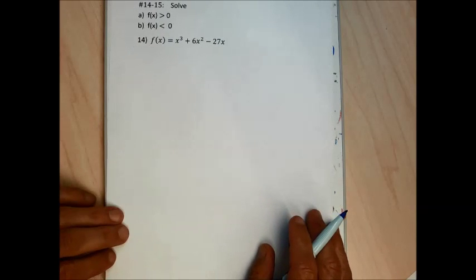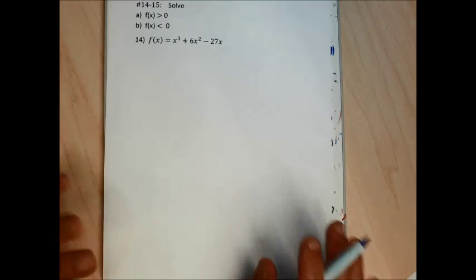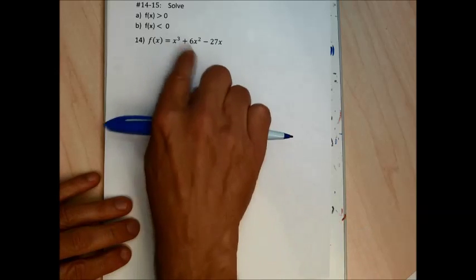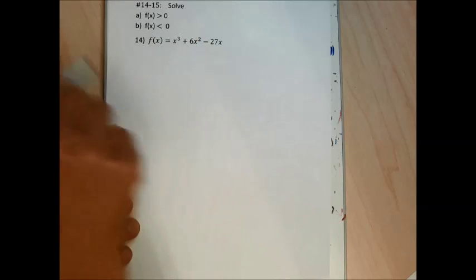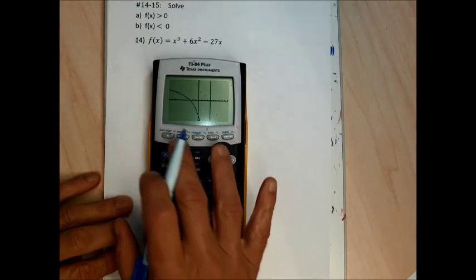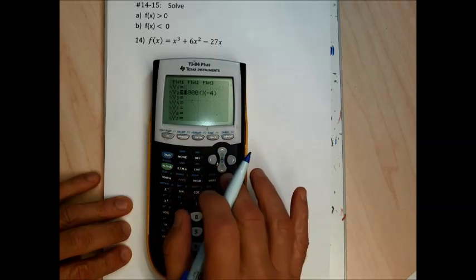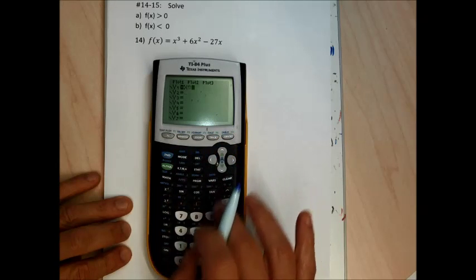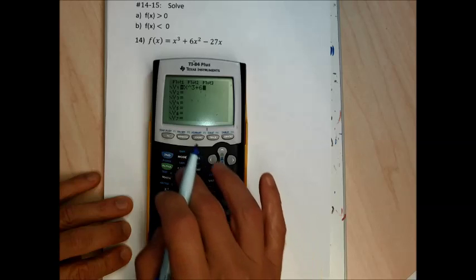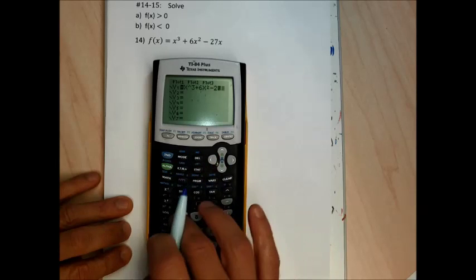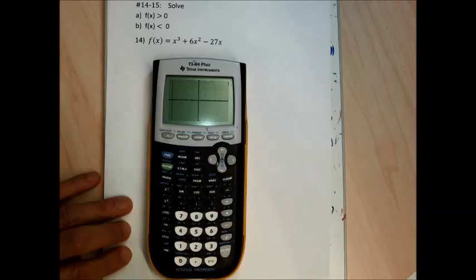14 and 15 don't have or equal to, so I'm going to get all round brackets. I need to get the x-intercepts. I don't care to do this by hand. Let me try to get them from my calculator. So I'm going to enter this function, x to the third plus 6x squared minus 27x, graph it.